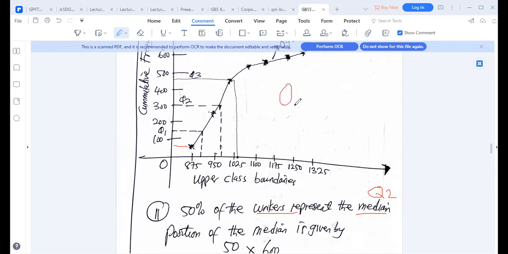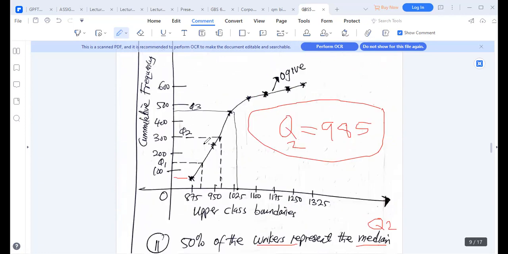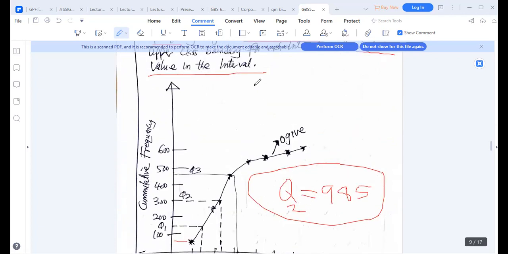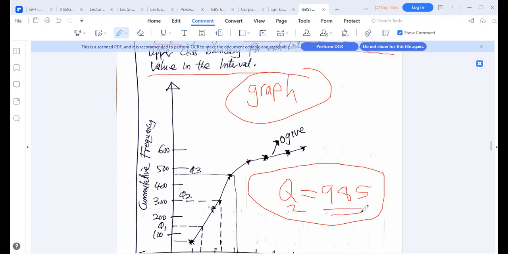So Q2 is equal to 985. Okay, so that is it. The median is 985. So 50% of 600 is 300, so it's 985. And this can also be presented using the graph, so that you draw this to scale. After this is drawn to scale, our median is 985.